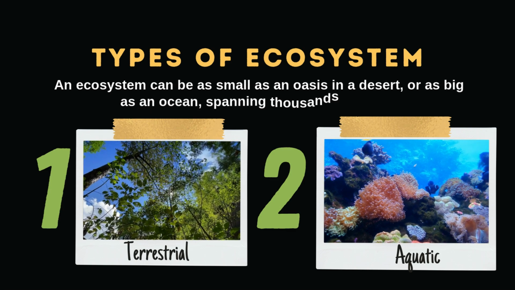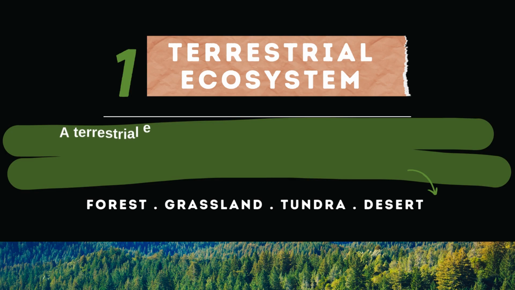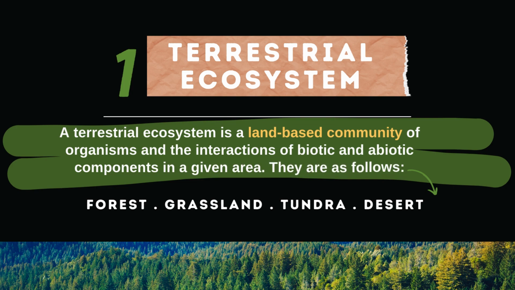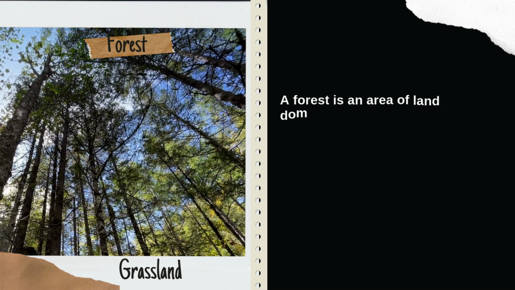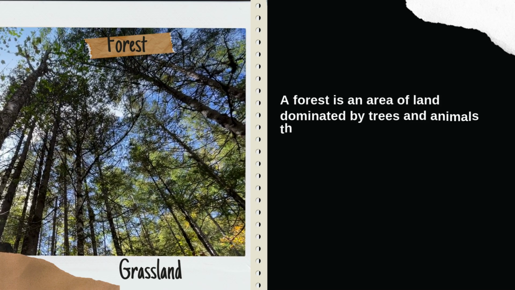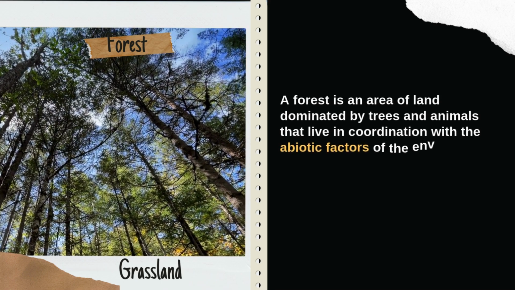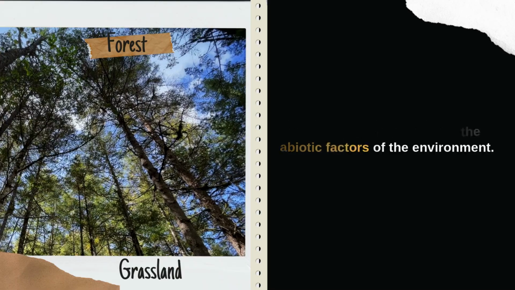Types of ecosystems: terrestrial and aquatic. So, a terrestrial ecosystem is a land-based community of organisms and the interactions of biotic and abiotic components in a given area. A forest is an area of land dominated by trees and animals that live in coordination with abiotic factors of the environment.